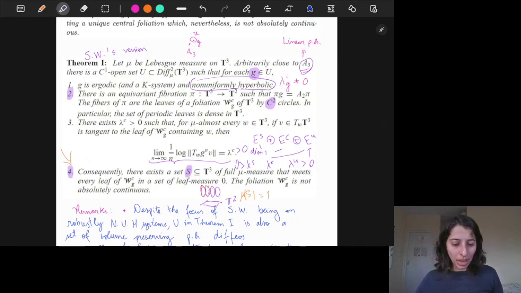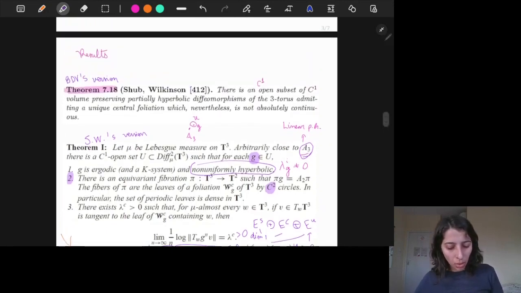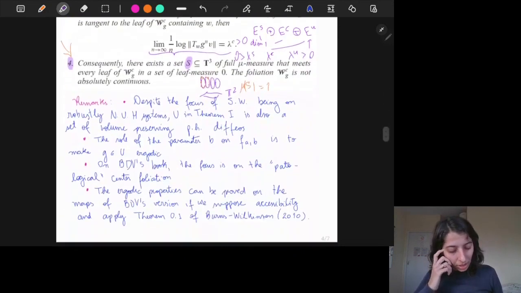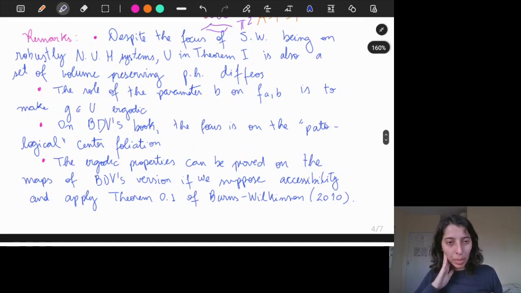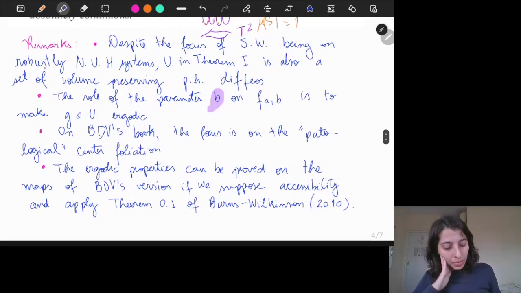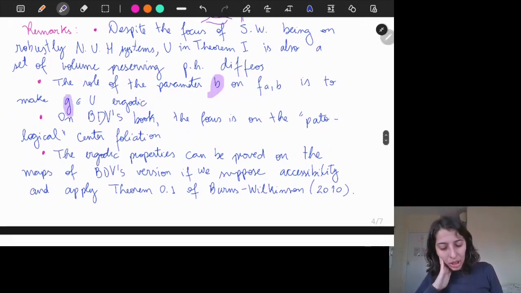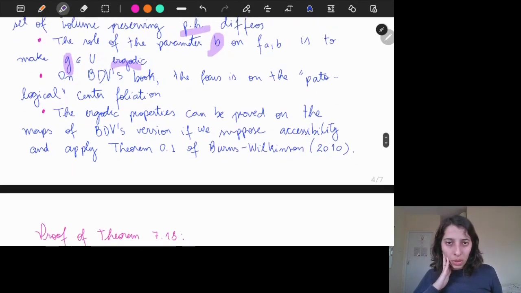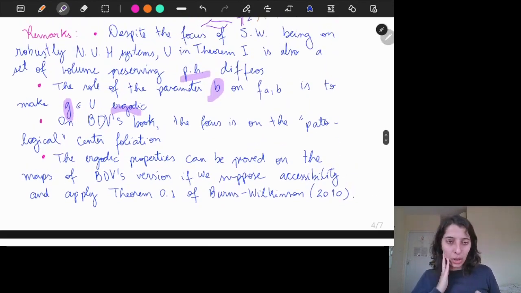This is a bit more complicated than what is done here in Bonatti, Diaz, and Viana's book. But they do that because the parameters, the B parameter in particular, if you look into the paper, make the function G ergodic. So G is partially hyperbolic and it is ergodic. In the book, the focus is on the pathological center foliation, so they don't make the perturbation ergodic.